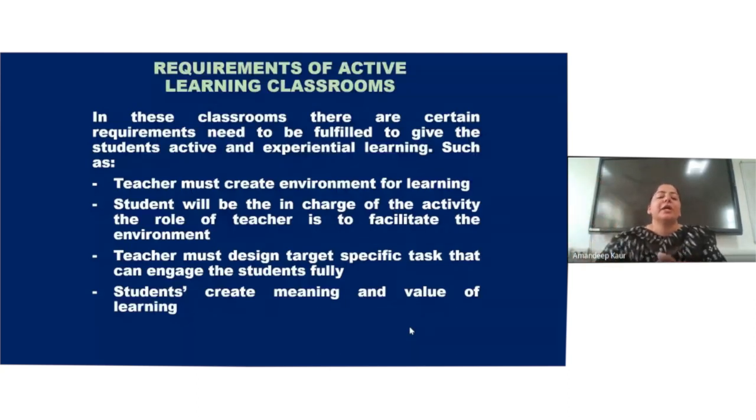Students will be in charge of the activity, and the role of the teacher is to facilitate. So the teacher will provide corrective action, the teacher will guide the students to work towards that particular activity, but who will be the major active participant in the whole process? It is the student who is performing that activity. The teacher will design the specific task or the behavioral related task for the student, so that the student can be fully engaged. Students create meaning and value of the learning. So the teacher is going to collect information from the student performance. So these are a few of the requirements of an active learning classroom that the teacher needs to consider before designing a class.